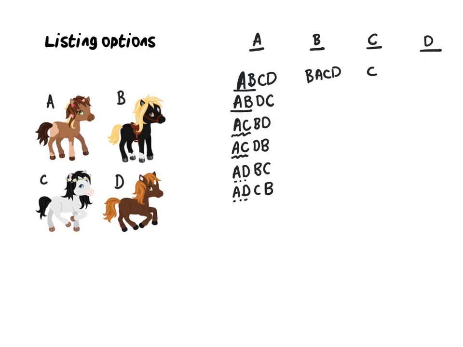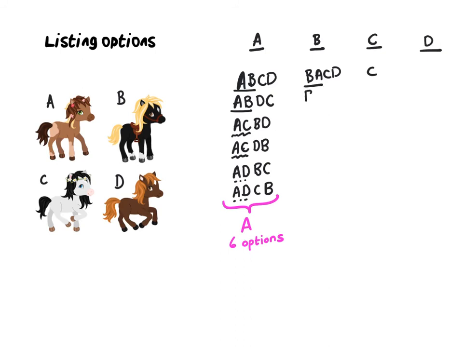And now I've done AB and AB, AC and AC, AD and AD, and remember I can't repeat A, so these are the only options for horse A winning the race. And we can see that there are 6 options. And that would be the same for horse B as well. So let's go and list it in the same manner we've done with A.